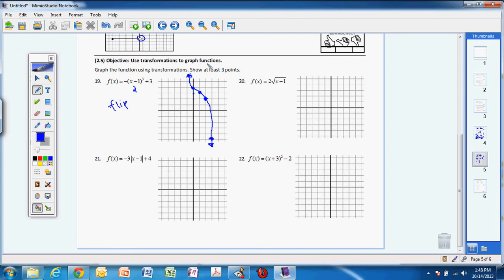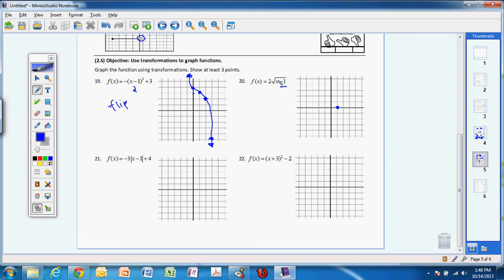Okay, so if you were to go to a graphing calculator, we could graph that, but we want to do these by hand. So this next one, I have nothing going on outside, so I know I'm not shifting up or down, but I do have this negative 1 on the inside with my x. So instead of going left 1, that tells me I'm going to go right 1. So my vertex, or the point where I start my graph, is going to be right there.